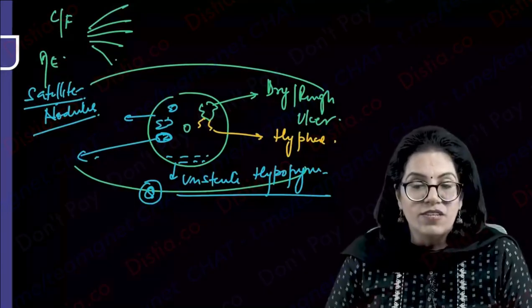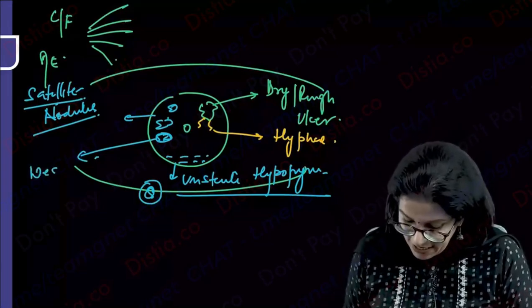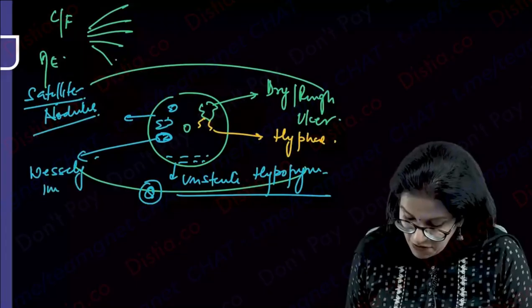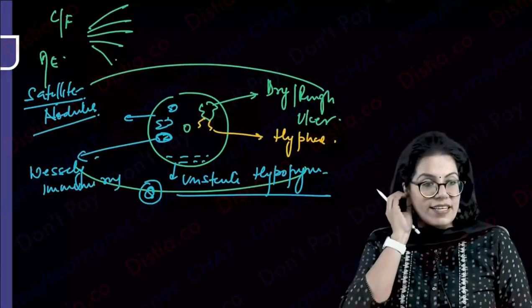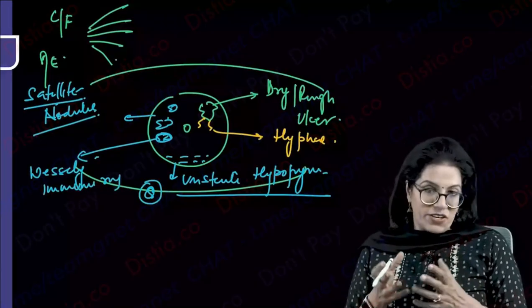So this is what is called Wesley's ring. Now, what is this exactly? Is it only a feature of fungal? No. Please remember, it's an immune ring, a host response towards the infection, correct?